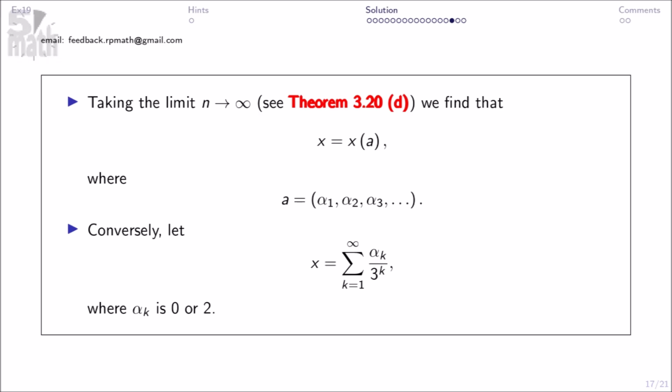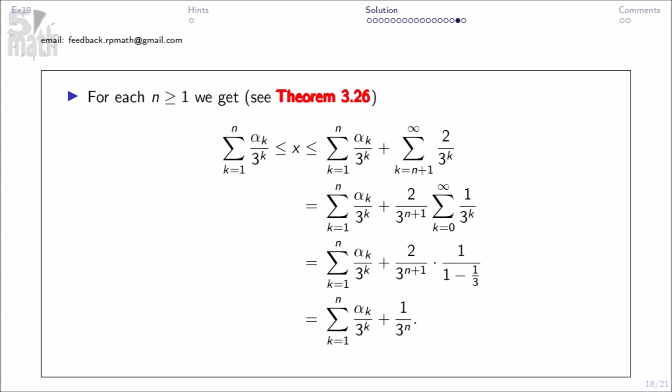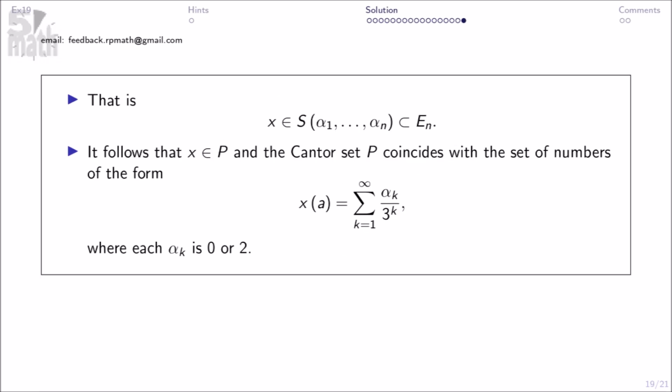Conversely, let x equal the following, where alpha k is 0 or 2. For each n greater than or equal to 1, we get, see theorem 326, the following. That is this. It follows that x in P and the Cantor set P coincides with the set of numbers of the form here, where each alpha k is 0 or 2.